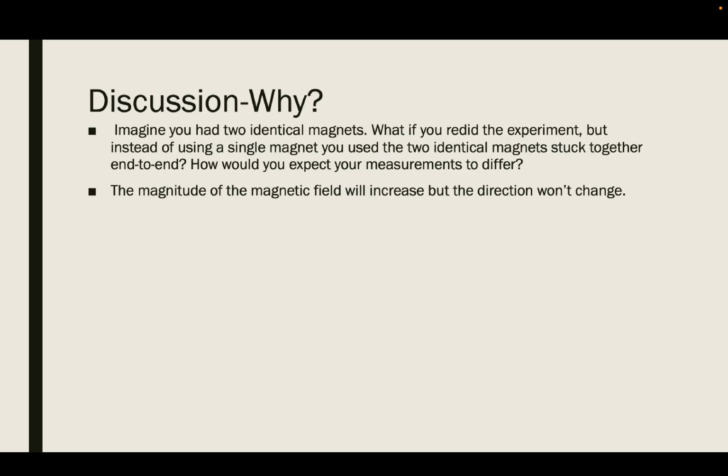If the experiment is redone using two identical bar magnets, then the magnetic field will be stronger, but overall it's still a bigger bar magnet, so the direction wouldn't change.